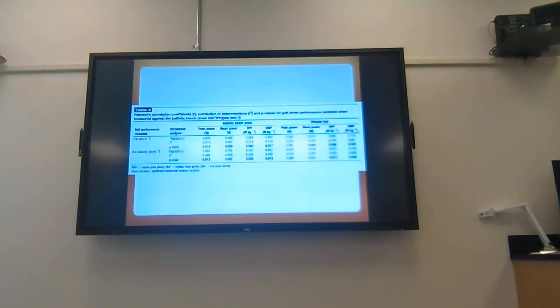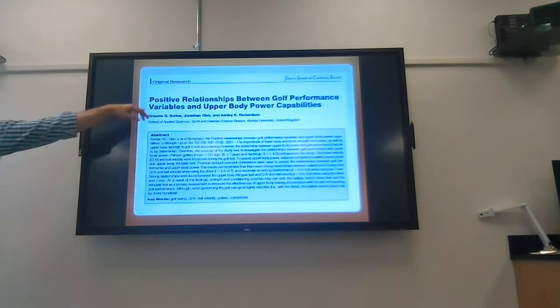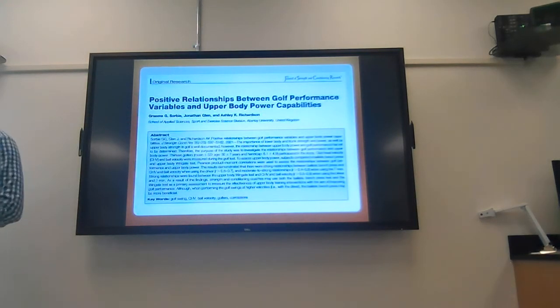So how many, by the show of hands, have learned about correlations? As one variable goes up, the other variable goes up, that'd be a positive correlation. Negative correlation would mean as one variable goes down, the other variable goes up. So they move in opposite directions. This particular study looked at positive relationships, so positive correlations.